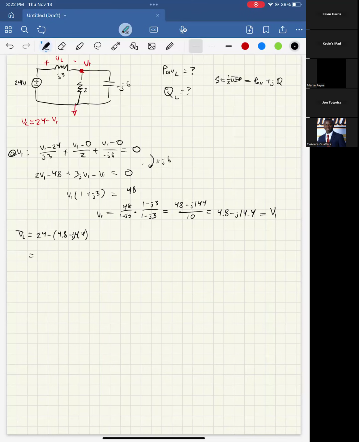So we get 19.2 plus J14.4. Wow. Okay, now let's see what are we doing now. Now we need to find the current flowing through it, right? And so there's a couple ways we could do that.